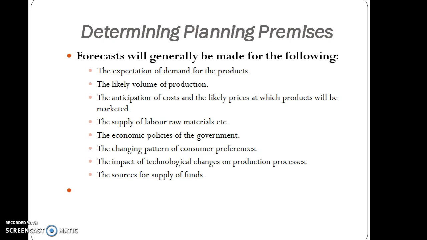Next is determining planning premises. Planning premises refers to the situation or the environment in which the plan has to be executed. Forecasts will generally be made for the following things. First, the expectation of demand for the product, the likely volume of production, the anticipation of cost and likely prices at which the product will be marketed, supply of labor and raw materials, economic policies of the government, changing pattern of consumer preference, the impact of technological changes on production processes, and the source for supply of funds.